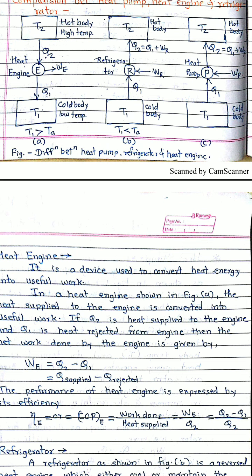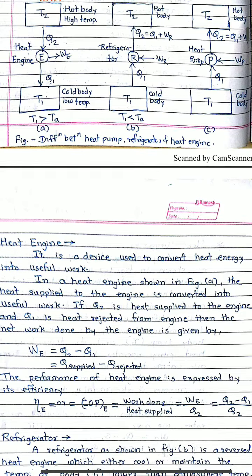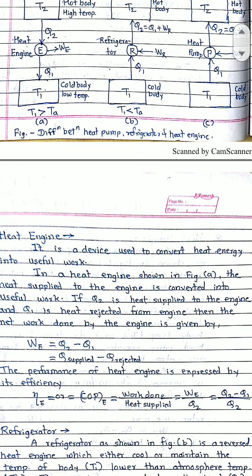If you consider the example of your vehicle, the heat generated inside the cylinder of the IC engine is tremendous, and the heat exhausted from your silencer is less. This is Q2 and Q1, and the work produced rotates the crankshaft, and then your vehicle moves. It shows the work done by the engine. Therefore the work done by the engine, WE, is equal to heat supplied minus heat rejected, Q2 minus Q1.